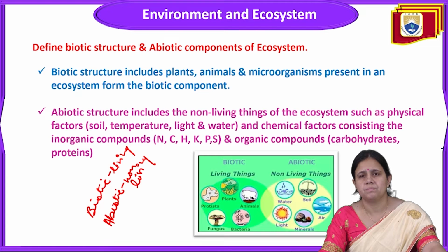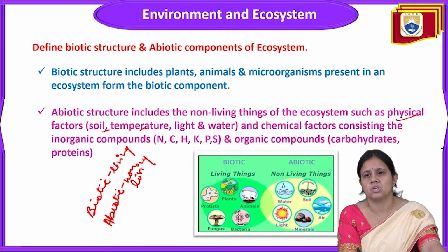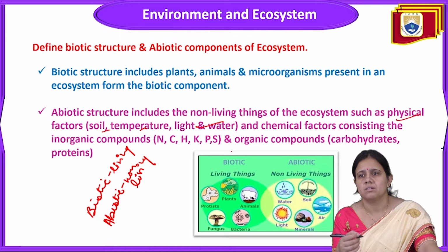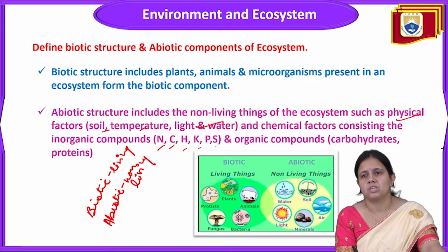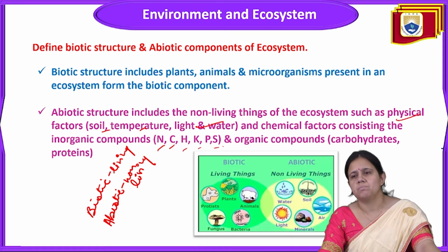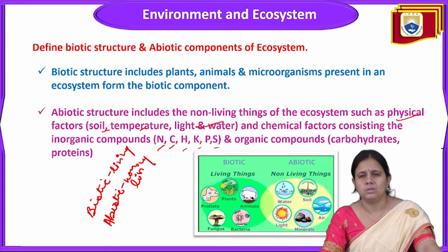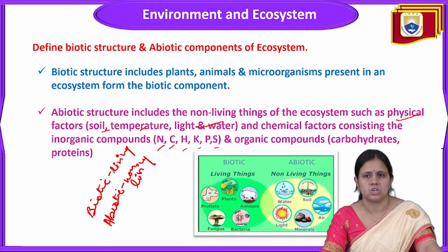Likewise, the abiotic structure includes all the non-living things of the ecosystem, like physical factors: soil, temperature, light and water. Chemical factors consist of inorganic compounds like nitrogen, carbon, hydrogen, potassium, phosphorus and sulfur, and organic compounds like carbohydrate and protein. All together, these form the abiotic structure of an ecosystem. An ecosystem is an interaction of biotic factors with abiotic factors. Then only a living organism can survive in any ecosystem.